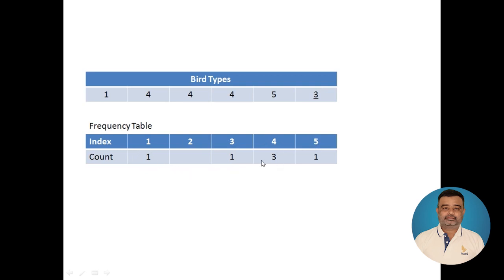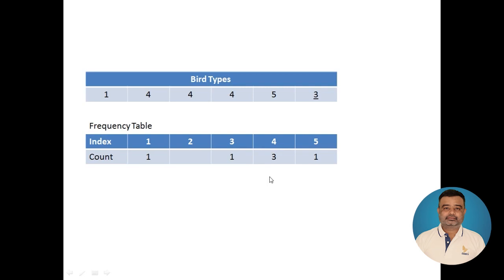Among this, 4 is the most commonly occurring bird, because 4 is occurring 3 times. Birds of type 1, 3 and 5 are only occurring once, and we don't have any occurrence of bird 2, right? So we have to print the output as 4, right? Type 4 is occurring the most, and is occurring 3 times. Clear?